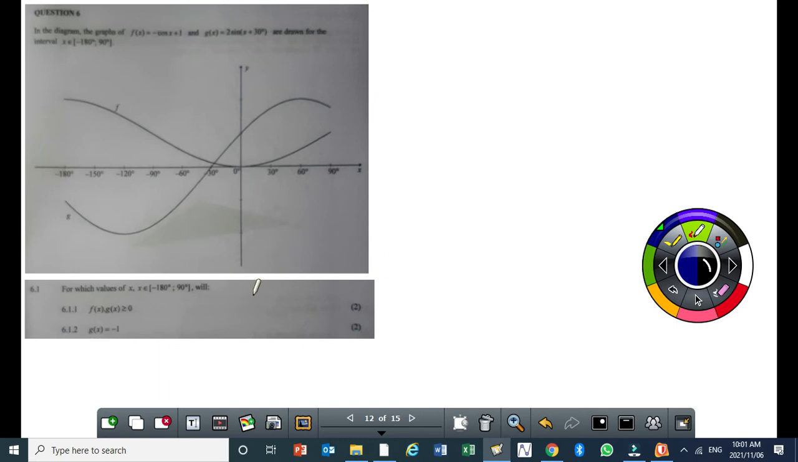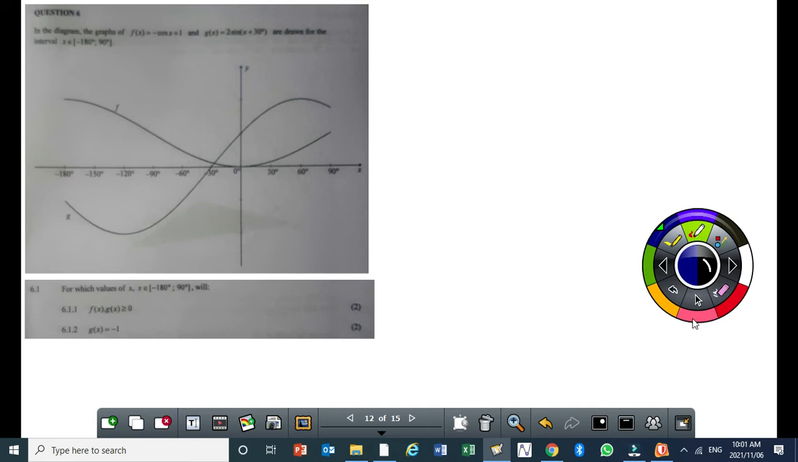You may get a question like this, you never know. If the question comes where you don't have to sketch, then you must be happy. So this question was a little bit tricky because it says, for which values of x between -180 and 90 will f of x times g of x be greater than or equal to 0?